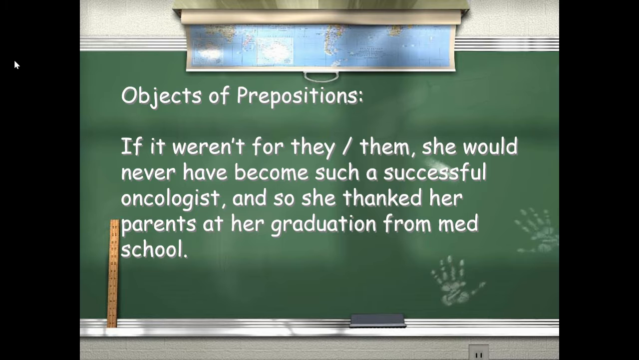Objects of the preposition are where it gets a little tricky. So be careful of the object of the preposition. It's still going to be an objective case pronoun. So if I say, if it weren't for they or it weren't for them, she would never have become such a successful oncologist. And so she thanked her parents at her graduation from med school. Well, it's going to come off this preposition, the word for, and we'd say if it weren't for them. It's a little tricky because that to be verb, were, in this case weren't, can make it look like it's a pattern 3, but it's not. It's saying if it weren't, prep phrase, for them.